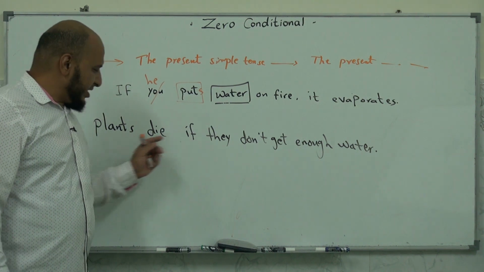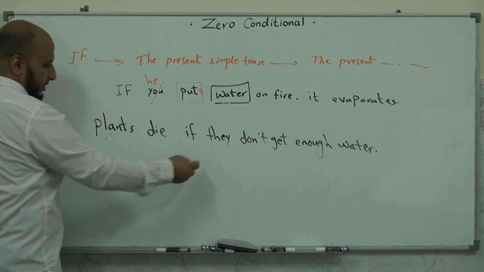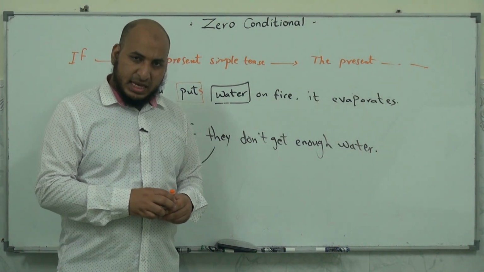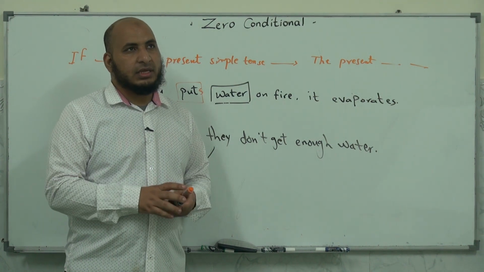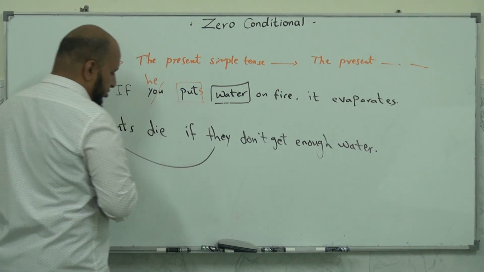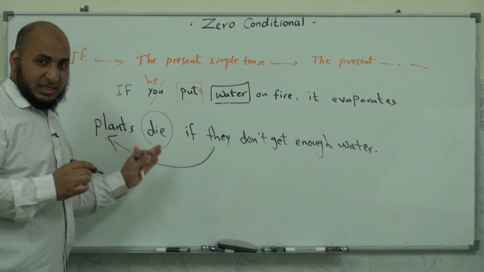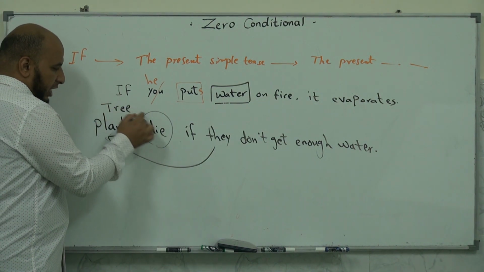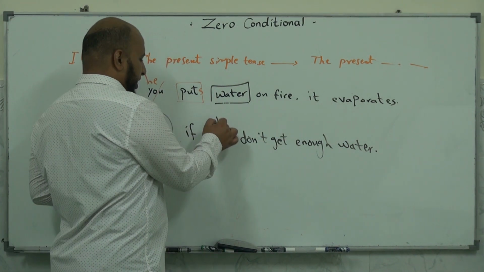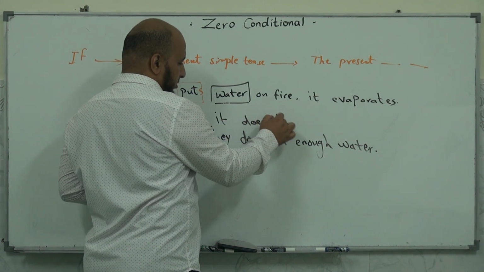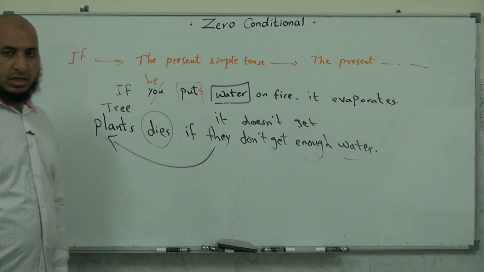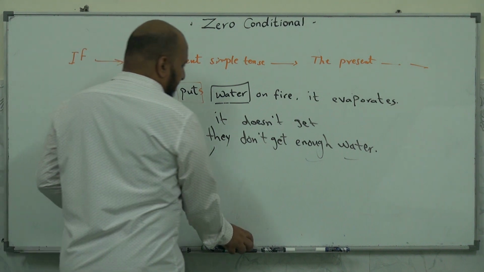Okay? If they is about plants. If they don't get enough water, such as the plants in the desert. Okay? Another one. So again, if I write tree, I will write dies. If it doesn't get enough water. Okay? Another example.